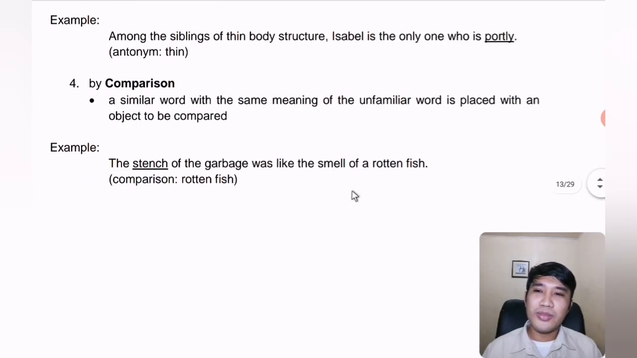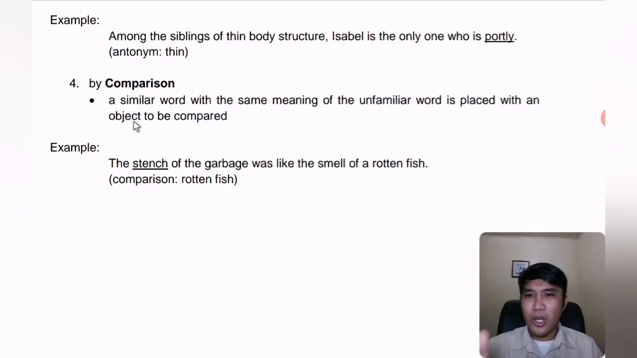context clue is by comparison. So how is it? A similar word with the same meaning of the unfamiliar word is placed with an object to be compared. So this time there's an object to be compared. Example. The stench of the garbage was like the smell of a rotten fish.